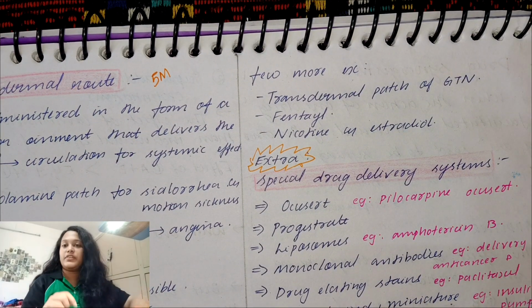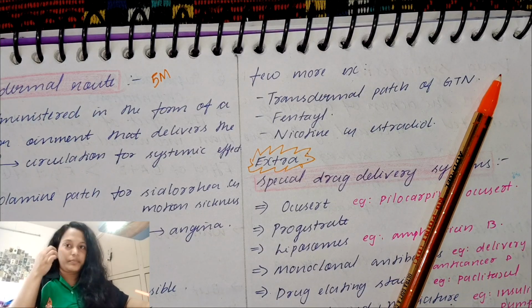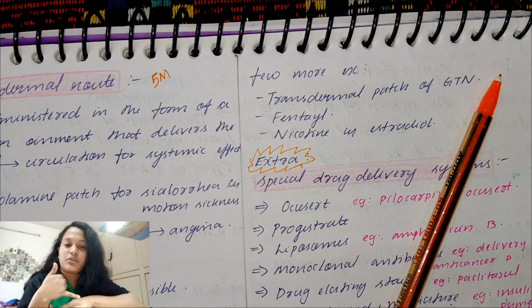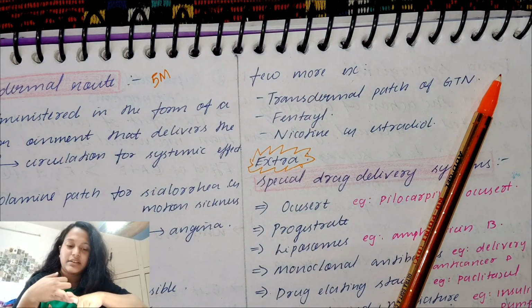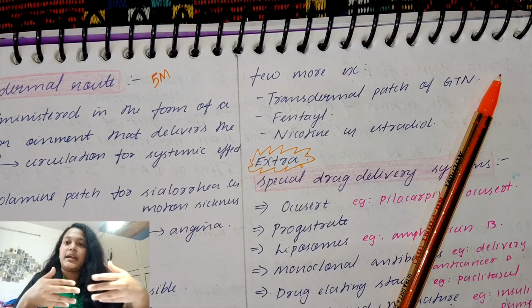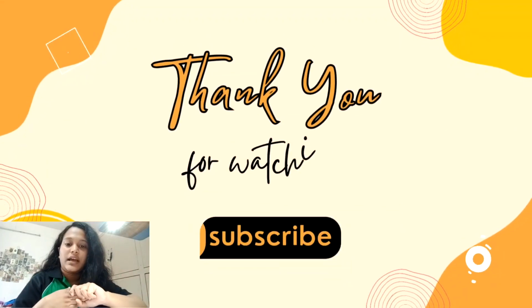So by that we finished our routes of administration and the subtopic parenteral route of administration. The parenteral route as such can come as a 5 mark question. This transdermal route can come as a 5 mark question. Or this can also be asked in another type of question called newer drug delivery systems. And that's it.